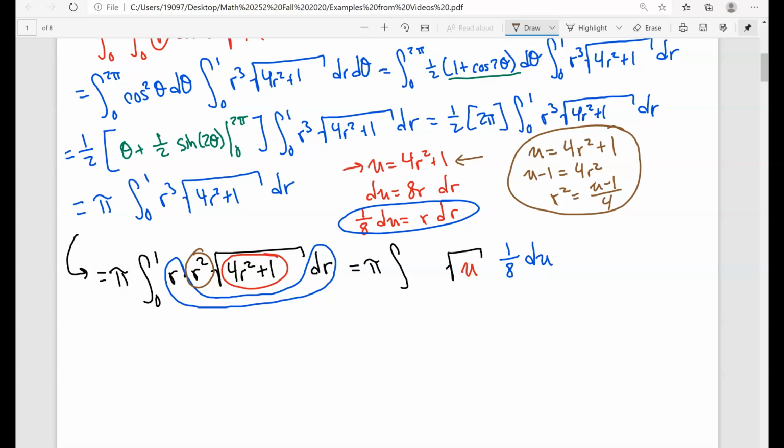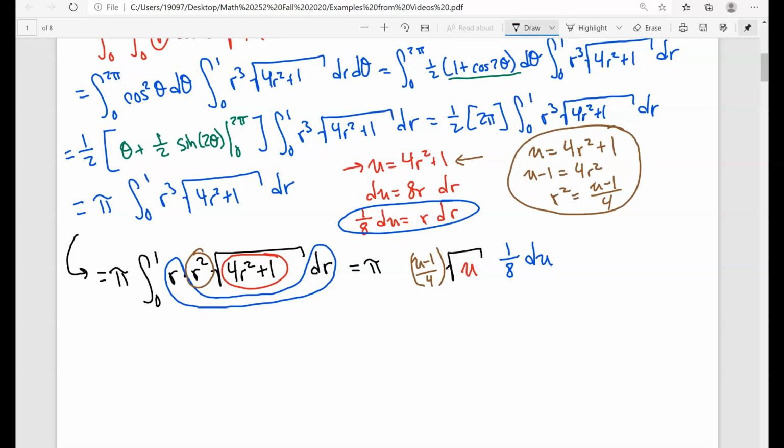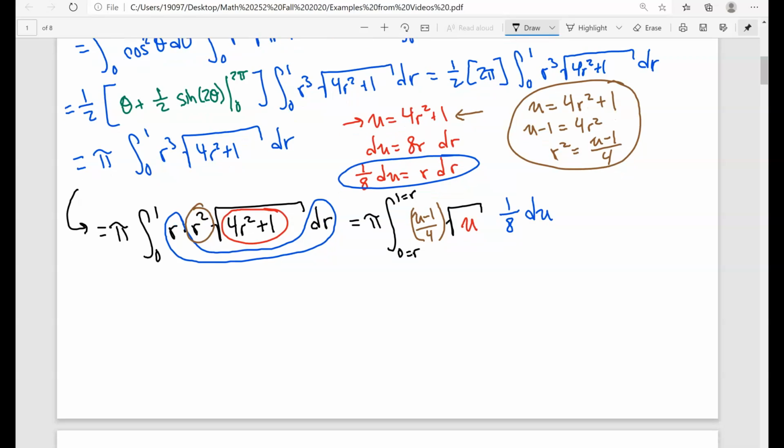This is something that you might have seen in Calc 1, or in Calc 2, where usually you use this little fancy u substitution. So you're going to have a u minus 1 over 4. And now here, I can do my limits of integration. You can do multiple things. You can switch them over to u, which I'll do in a second, or you can just leave them as r. But if you leave them as r, you're going to have to remember that these are limits of integration for r.